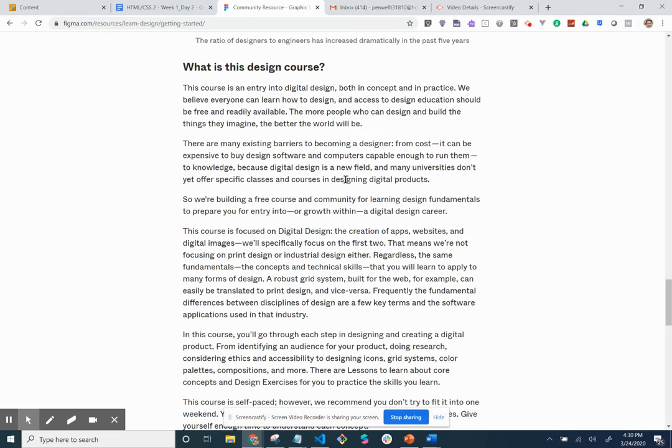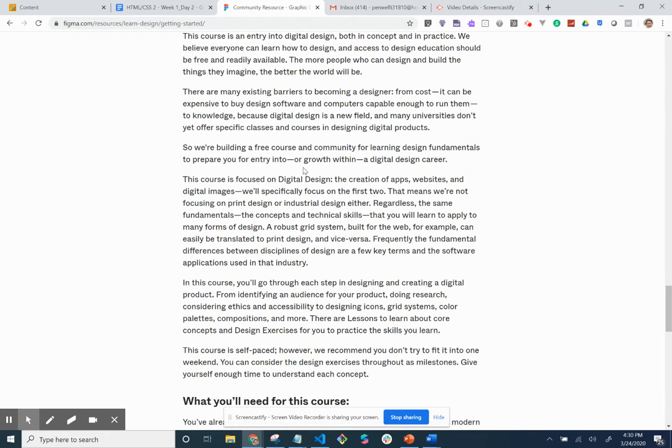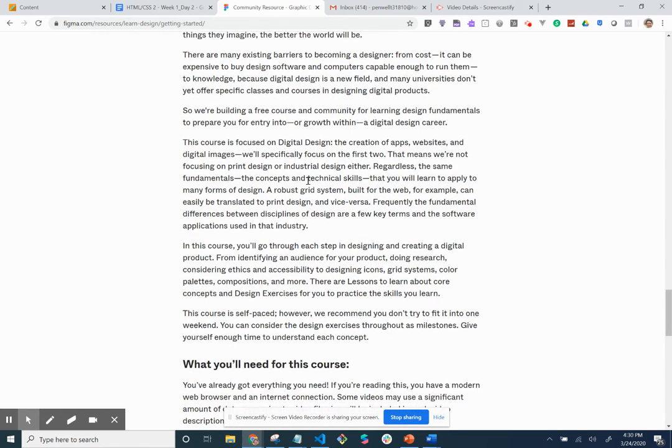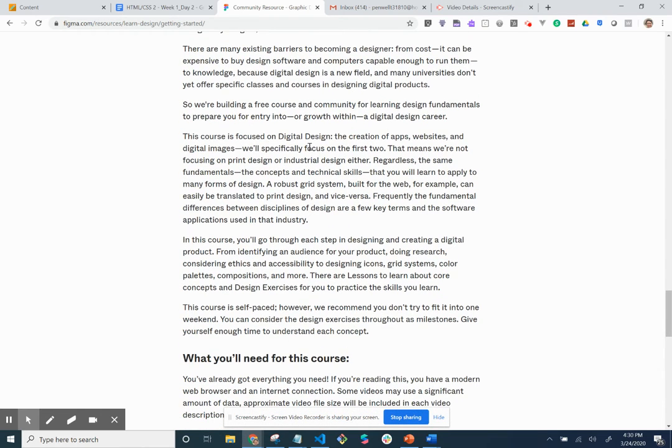But there are barriers to becoming a designer. There are costs, obviously: software, computers, school, those are all kinds of barriers. So Figma has built this free tool and course to learn better digital design. This course is focused on digital design, the creation of apps, websites, and digital images.